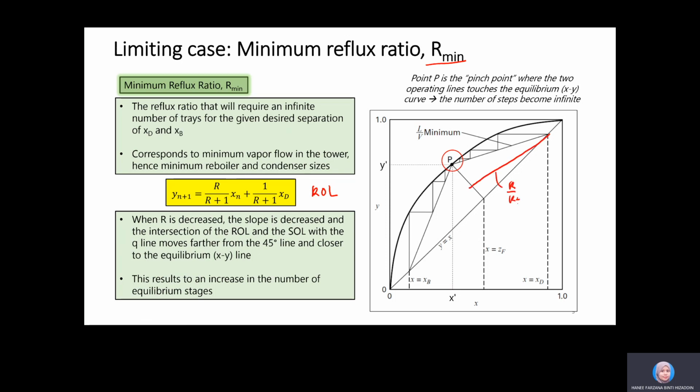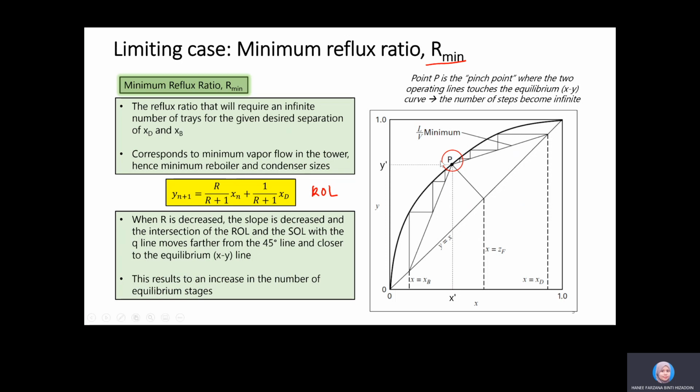R over R plus 1. So when you reduce this, you will move towards here. I mean, it will become flatter and flatter. Okay, so it will move further from the 45-degree line and closer to the VLE or equilibrium line. So this will result in an increase in the number of stages, because when you reduce the R, your line will become closer to the VLE curve. So when you step off closer to the VLE curve, you will have more triangles. Thus, you will have more number of stages.